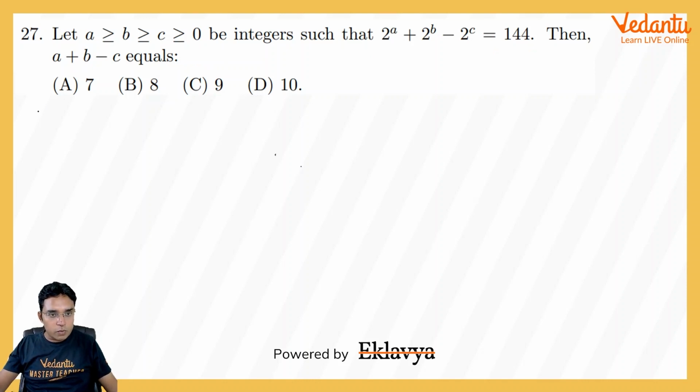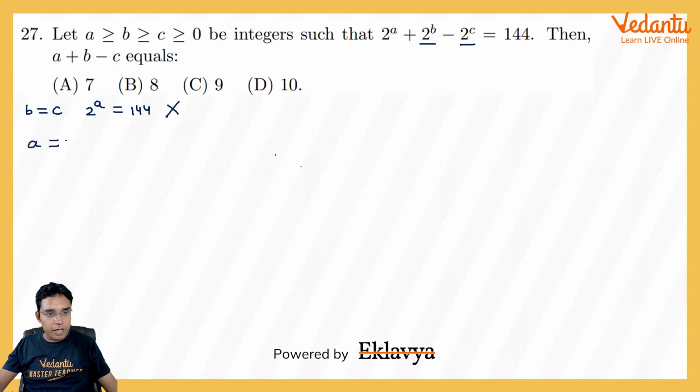Now to do this question, first of all, I will try to explore whether b equal to c is possible or not. If b is equal to c, then 2 power a will become equal to 144, because these two terms will get cancelled. But this is not possible because 2 power a is a perfect power of 2, but 144 is not. So this is not possible.